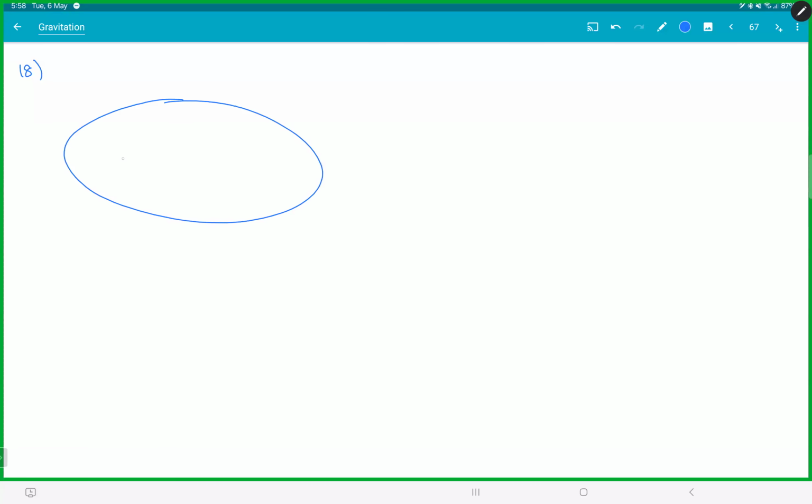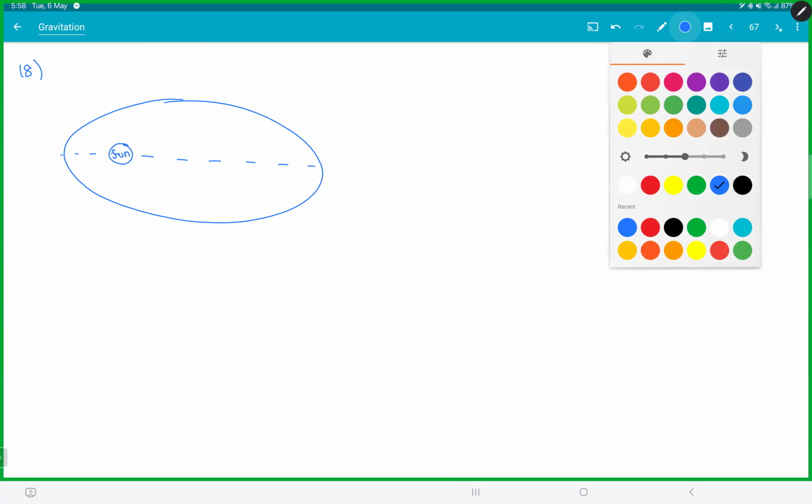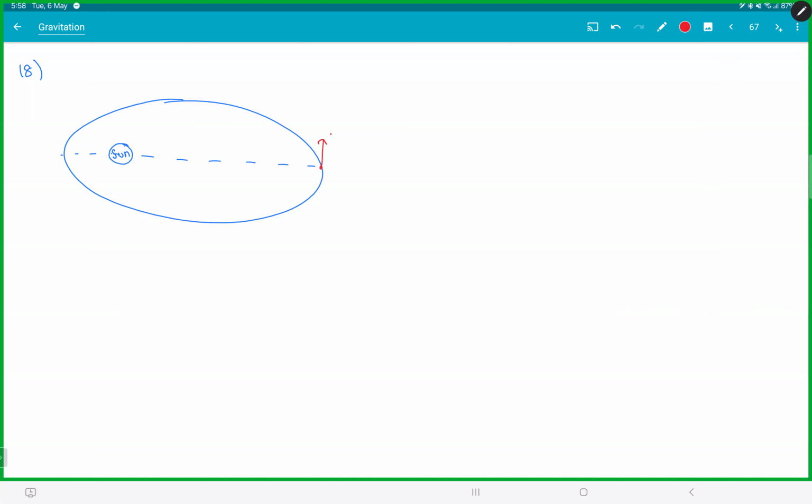So we have an ellipse here. At one of the foci, there is a sun. Here the particle is going with V2. This point is B, and this is R2. This is R1. This point is A, and this is going with V1. So basically, a satellite is going in an elliptical orbit with the sun at the focus.